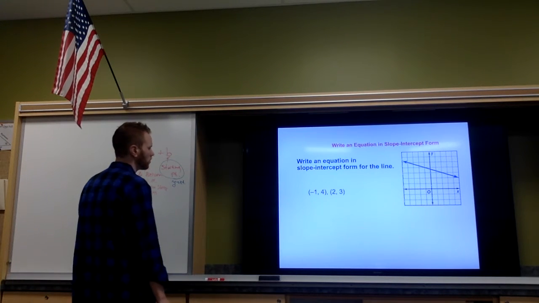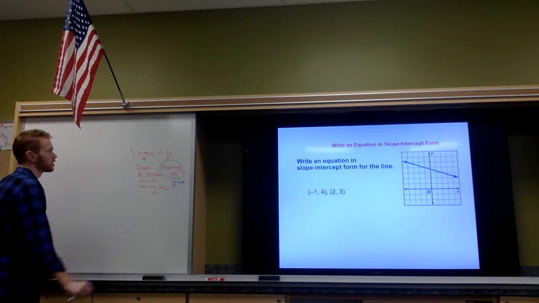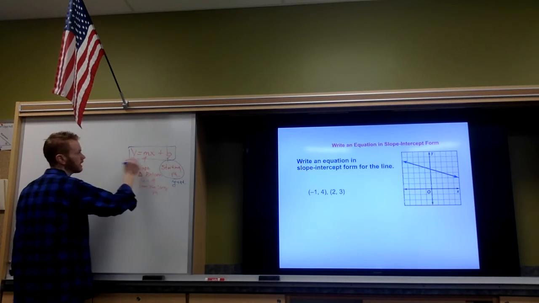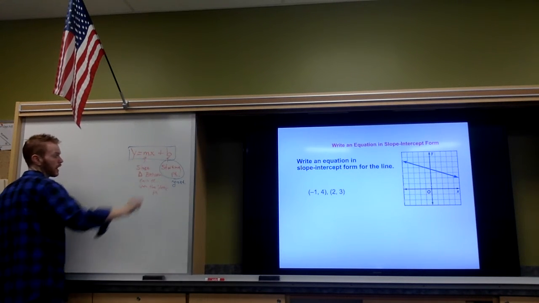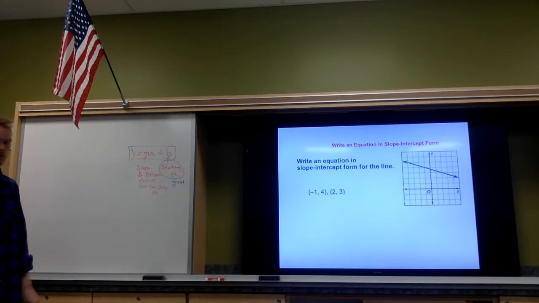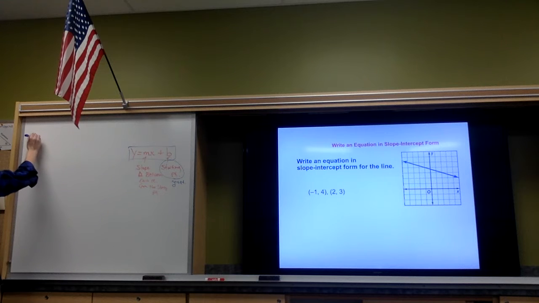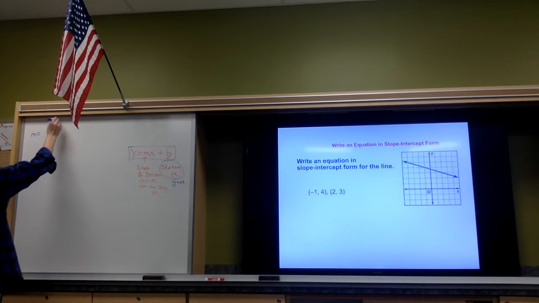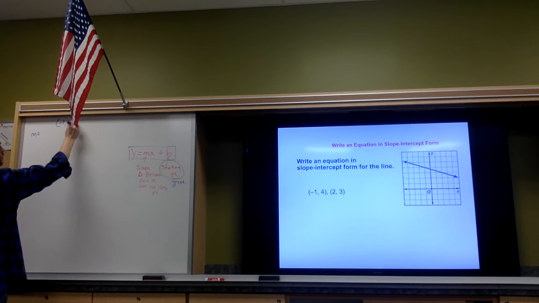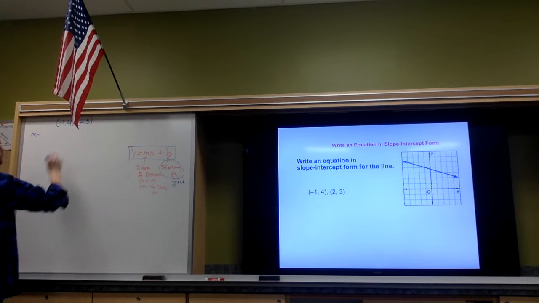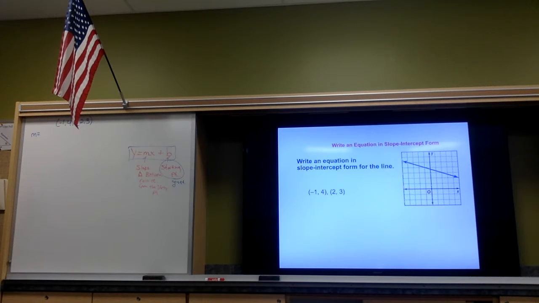So what are we going to do? To write it in this format, I need two things: a slope and a y-intercept. Once I have those, I can write the equation. So let's find the slope first. I'm going to write the points up here. Slope is rise over run. Another way, you remember, was delta y over delta x, changes of things.